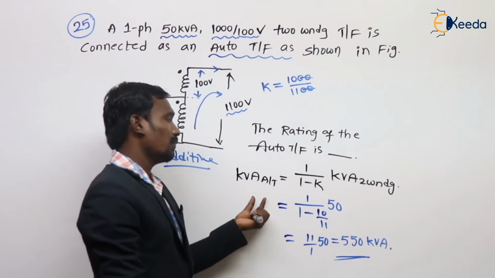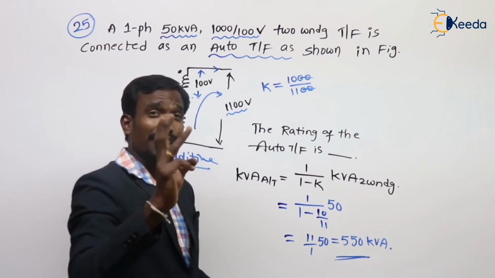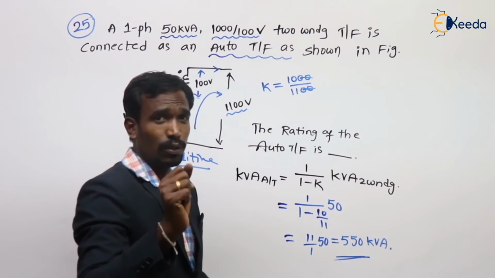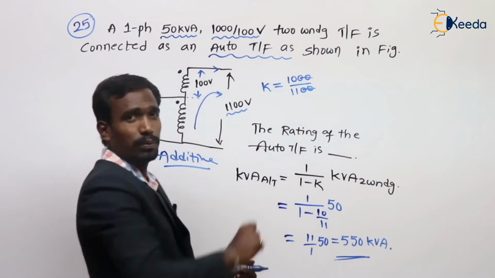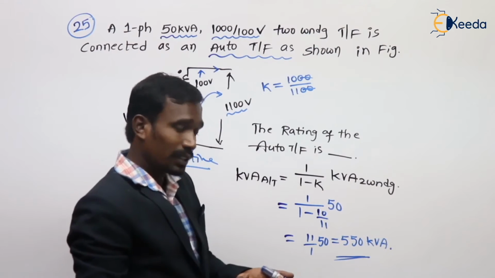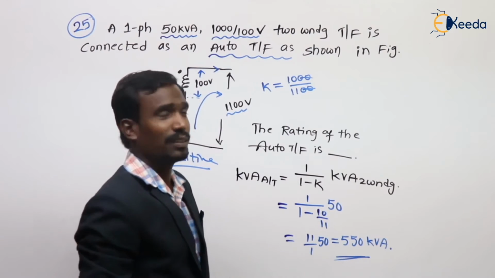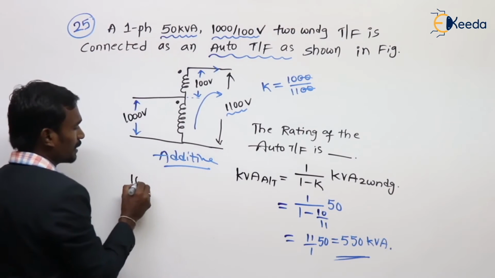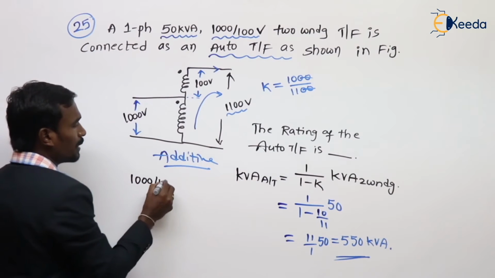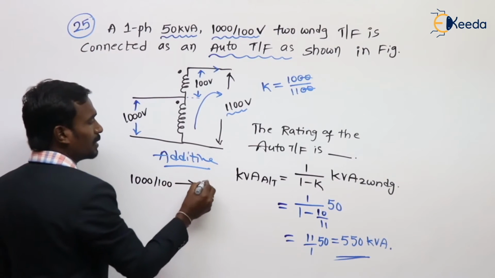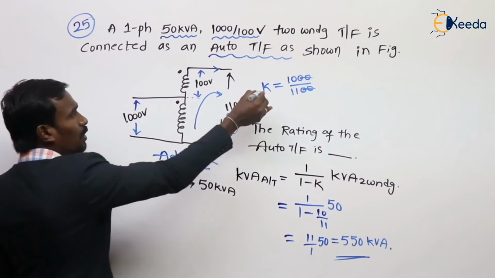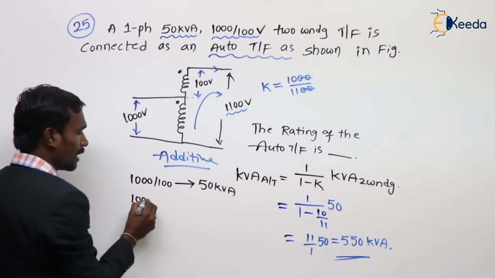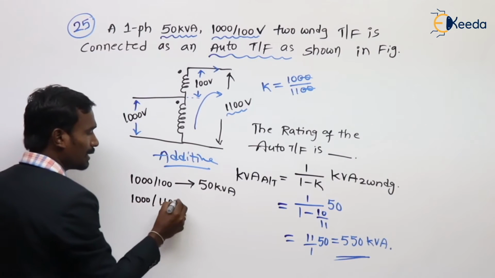This is one method. I gave you three methods. Yes or no? We already did one example problem, of course, the same voltage problem. For example, the third method, the shortcut method. See here, for the shortcut method, for a 1000 by 100 volts transformer, the KVA rating is 50. But now my transformer is 1000 by 1100.